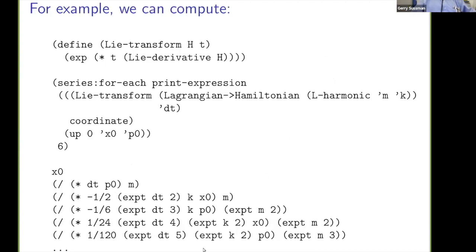For example, right now it's just an easy thing to do. You may not know what this means, but I take the Lie transform with respect to a Hamiltonian for an incremental time t, and that's the exponentiation of t times a Lie derivative, such that I can get the Lie transform of the Hamiltonian of a harmonic oscillator applied to the coordinates, and take a look at the first six terms of the coordinate expansion. Don't worry about that. You're not supposed to know. You can take my class in classical mechanics.